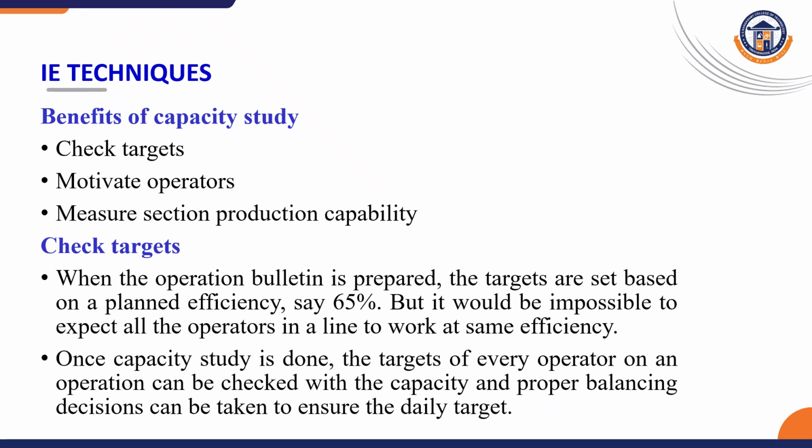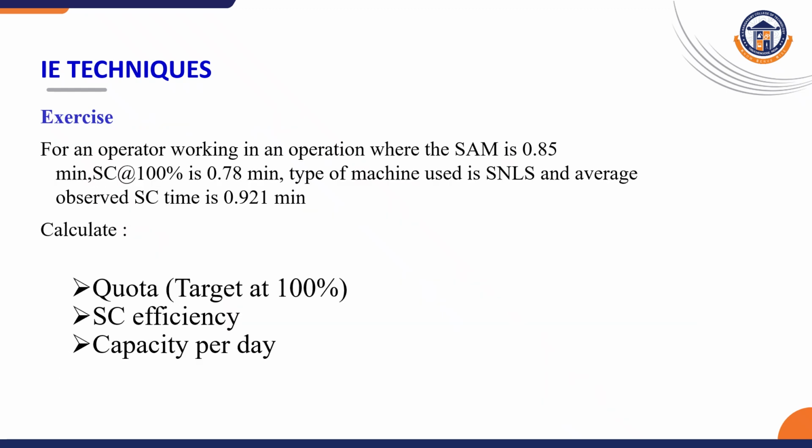Once the capacity study is done, the targets for every operator on an operation can be checked with the capacity study and balancing can be made. This is where industrial engineering work comes in. So proper balancing can be made in that. So this is how to attain different targets.